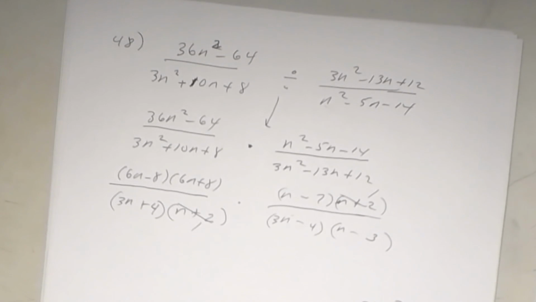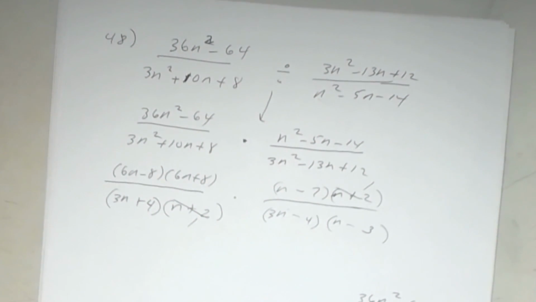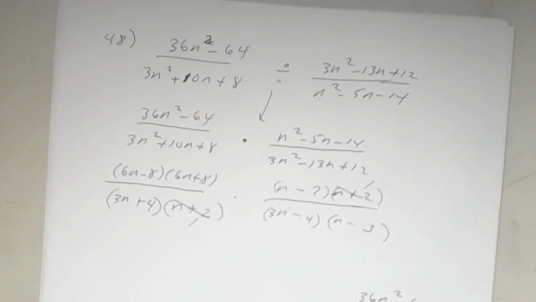What's the GCF? No. 6 doesn't go into 64. GCF is 4, because 4 goes into 36 nine times. So 9n squared minus what? 16. And now, what do you notice about 9n squared minus 16? Difference of two squares. So how can I factor 9n squared minus 16? 3n minus 4 times 3n plus 4.